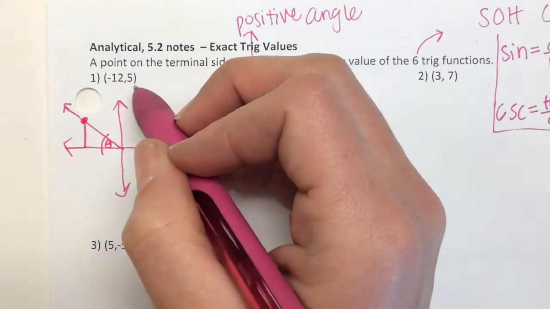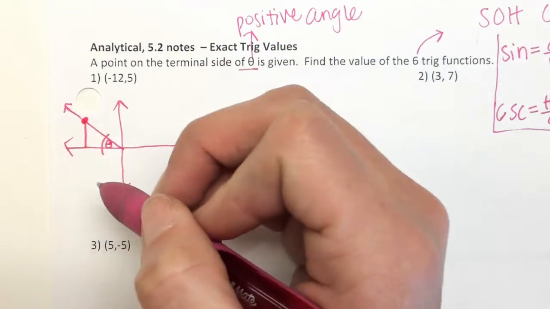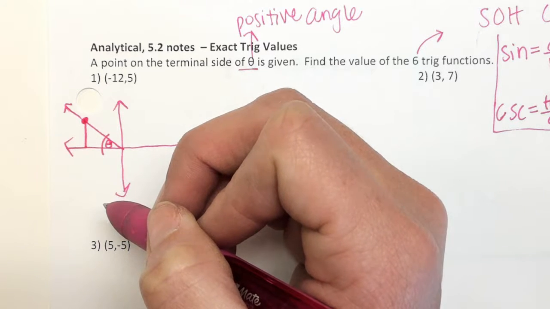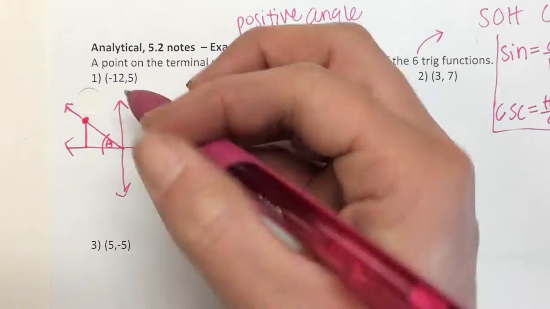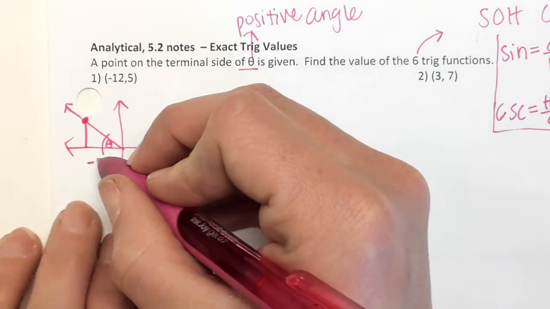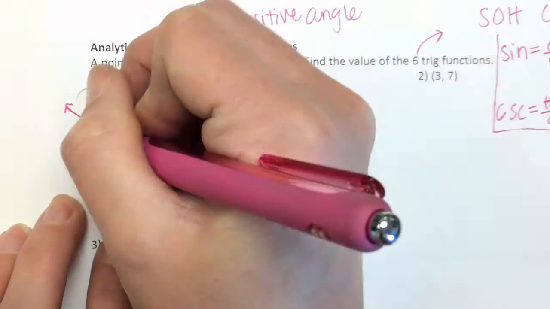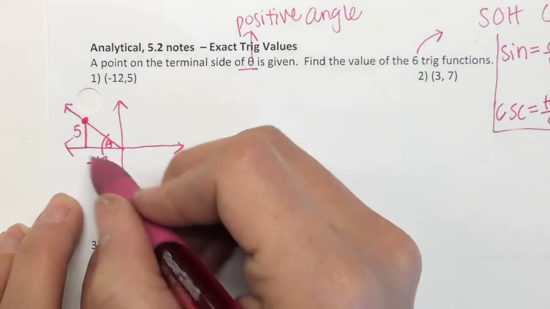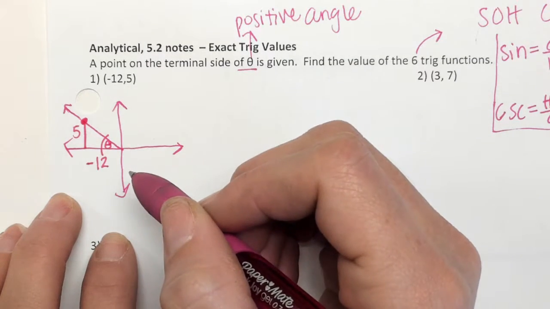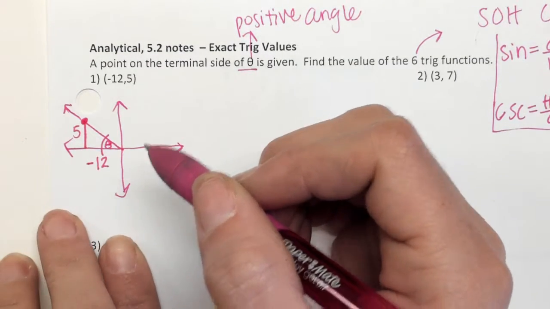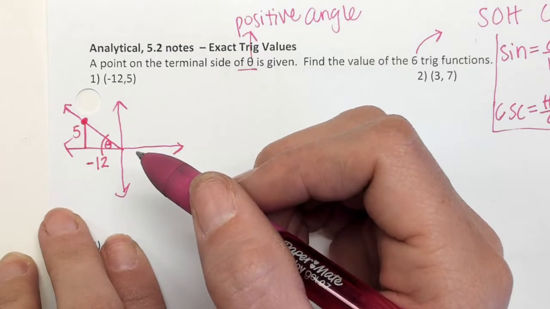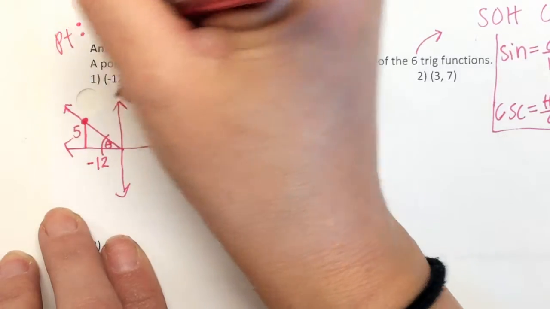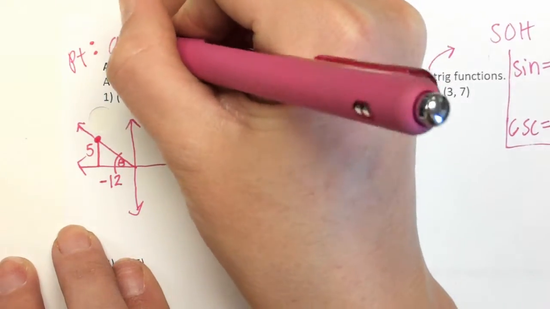Alright, they give us negative 12 and 5. How do I know where to put that on my triangle? That's our x value, right? So it's this, horizontal, very good. And where's our y value? Very good. How do we know that? Because this is our x, this is our y. What are we missing? Our hypotenuse. And how do we find that? What's that called? Yes, Pythagorean theorem, and write it up here if you didn't know it. PT, a squared plus b squared equals c squared.